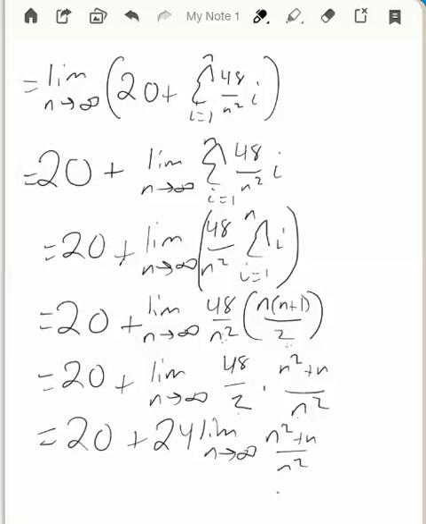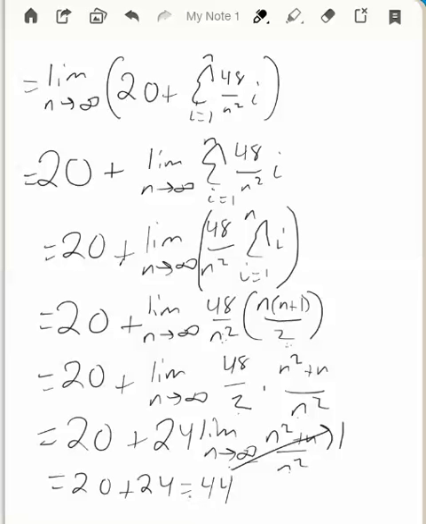And again, we can use our trick. So no, Chelsea, this is not 0. The limit as n goes to infinity of n squared plus n over n squared is just 1. So you get 20 plus 24, which is 44.